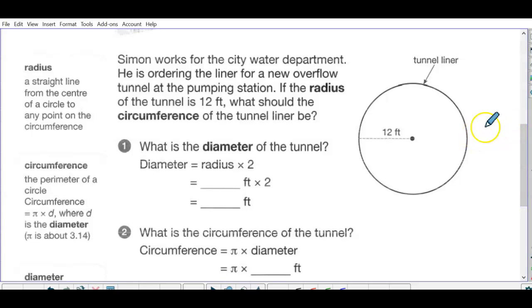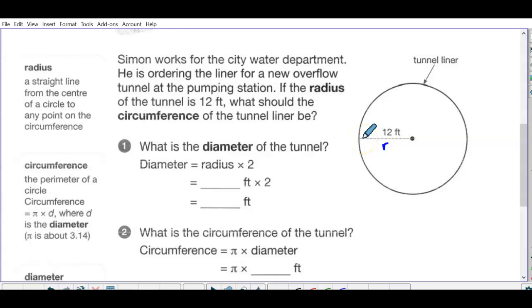So Simon works for the city water department. He is ordering the liner for a new overflow tunnel at the pumping station. If the radius of the tunnel is 12 feet, what should the circumference of the tunnel liner be? So we want to know this distance here, okay? And so we're given the radius, r. So what is the diameter?